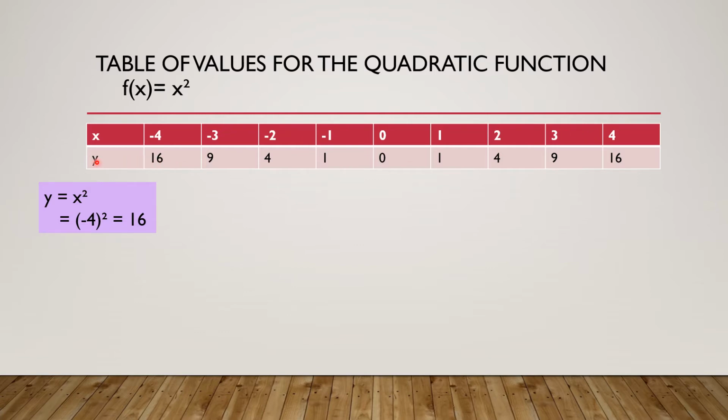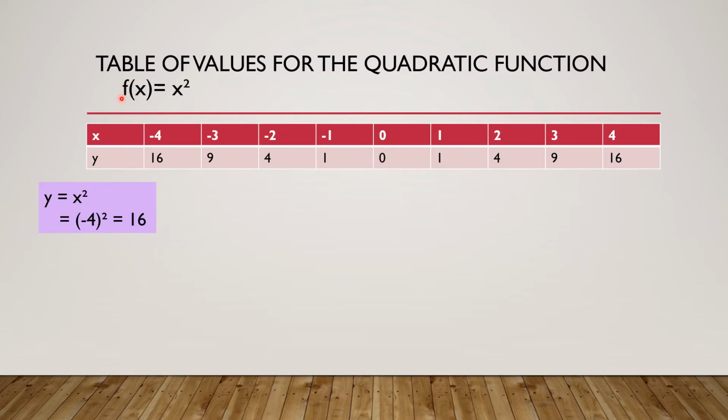Now, ito naman yung value ng y. 16, 9, 4, 1, 0, 1, 4, 9, and 16. Ano ibig sabihin na yan? Sa equation na given, f of x is equal to x squared, sinolve ko yung y by inputting the value of x. So, pinalitan ko yung value ng x ng mga given dito sa taas para makuha ko yung value ng y. So, ito yon. Papakita ko ngayon kung paano.